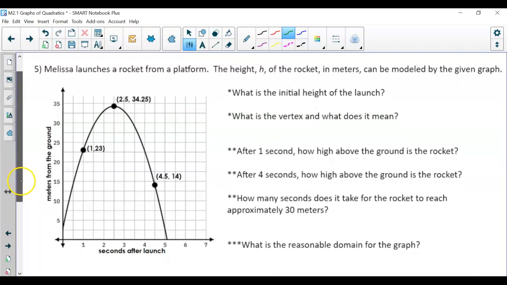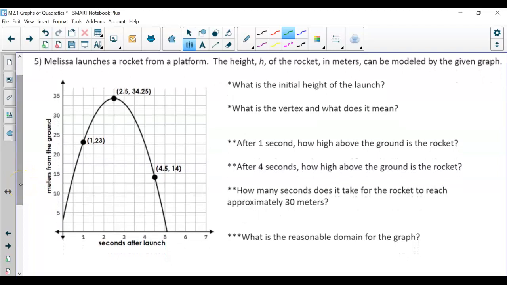So here's now another problem with Melissa launching a rocket from a platform. And some of these questions you can do, like these first couple of questions, so I'll quickly go over those, but adding a little bit more to it. So just being able to interpret the graph now, looking at other points on the graph. So like here, for example, what is the initial height of the launch? Where did the launch start? Right here, the y-intercept. So let's say that's approximately 3 meters, because now our height is in meters. So about 3 meters, that's where the rocket started.